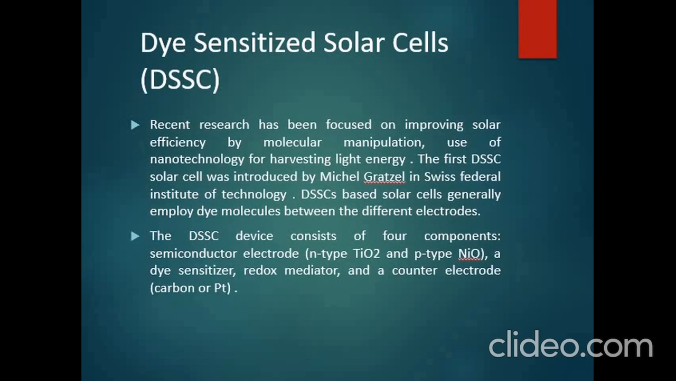A dye-sensitized solar cell. Recent research has focused on improving solar cell efficiency by molecular manipulation, using nanotechnology for harvesting light energy. DSSC based solar cells generally employ dye molecules between the different electrodes. It consists of four components: semiconductor electrodes, N-type TiO2 and P-type NiO, dye sensitizer, and counter electrodes, carbon or platinum. The DSSC is attractive due to simple conventional processing methods like printing techniques, and is highly flexible, transparent and low cost as well. After that we will discuss concentrated solar cell.